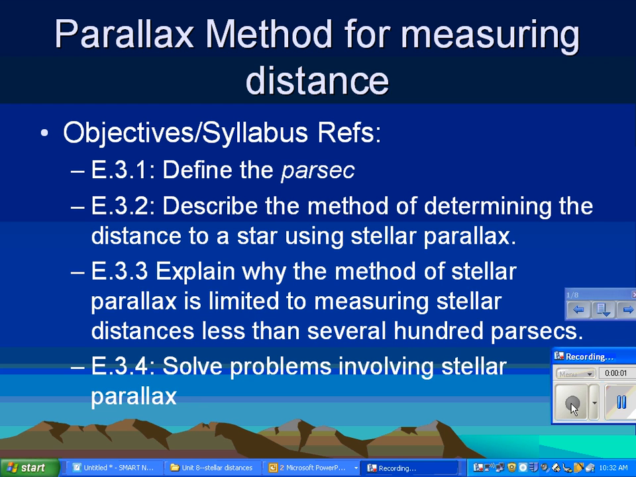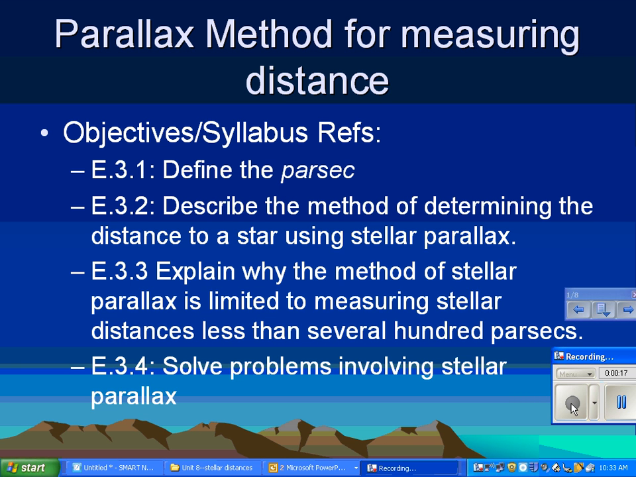So for the IB syllabus, here's what we're expected to know about parallax. One, you've got to be able to define what a parsec is. We'll do that today. Two, you should be able to describe the method of determining distances to a star using stellar parallax. We'll talk about that today, and we'll actually practice it with a little lab.